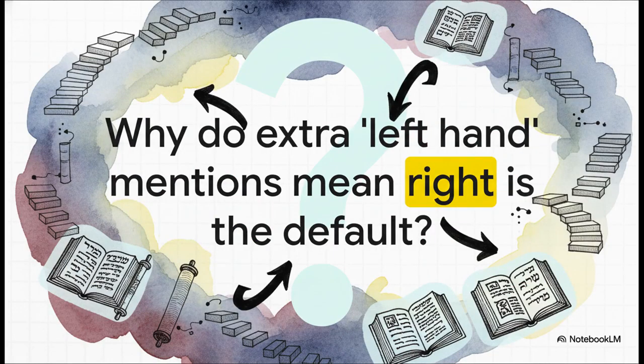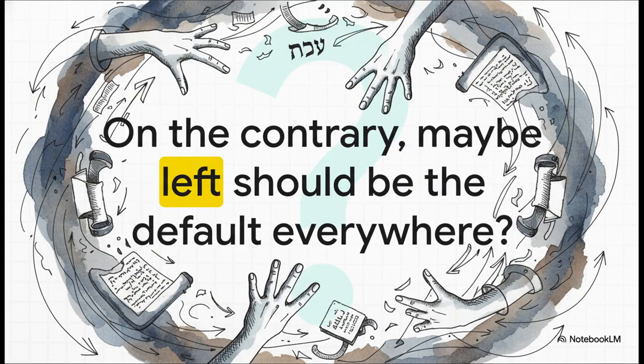And then the challengers, they dig even deeper, attacking the very core of his argument. They're like, so what if there's an extra word? Why does one specific mention of left hand automatically make right hand the universal default? That's a huge logical leap, and they are definitely not convinced. Then they just completely flip the logic on its head. Hey, they argue, maybe the mention of left here is supposed to set a precedent. Maybe the default hand for all rituals should actually be the left one. And just like that, Rabbi Zira's neat little solution turns into a total confusing mess.